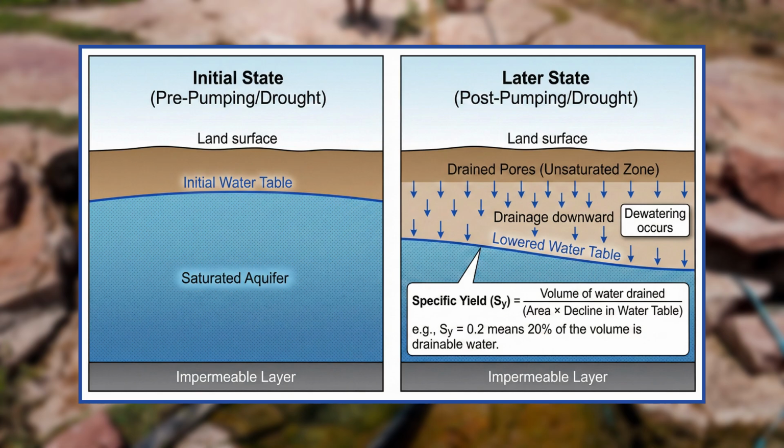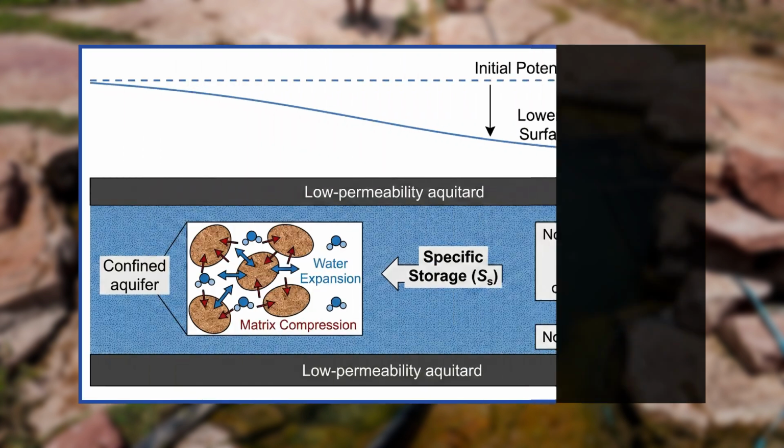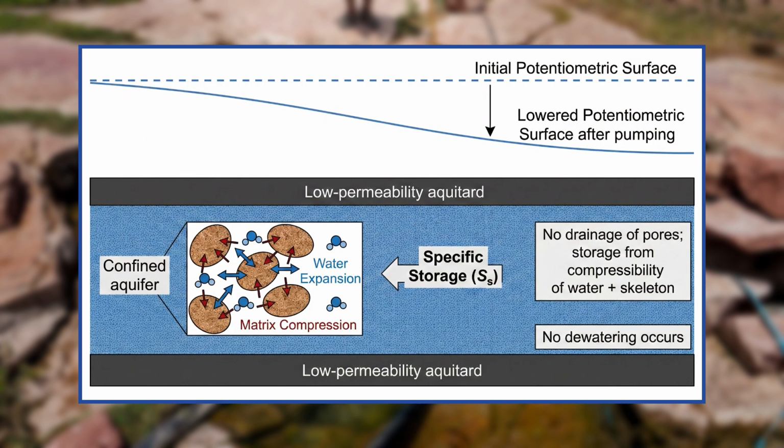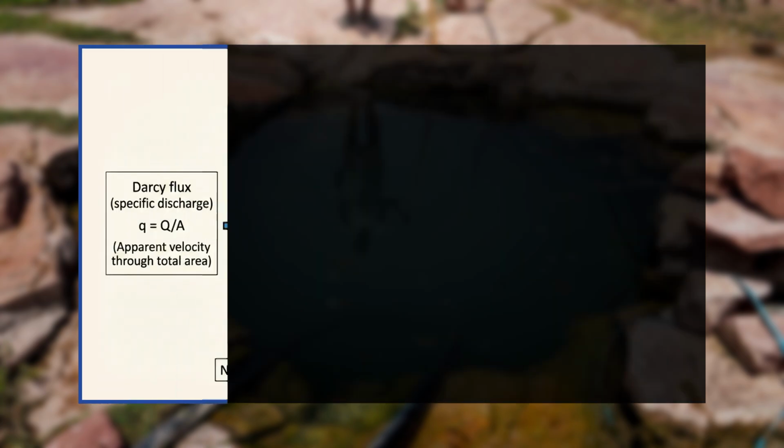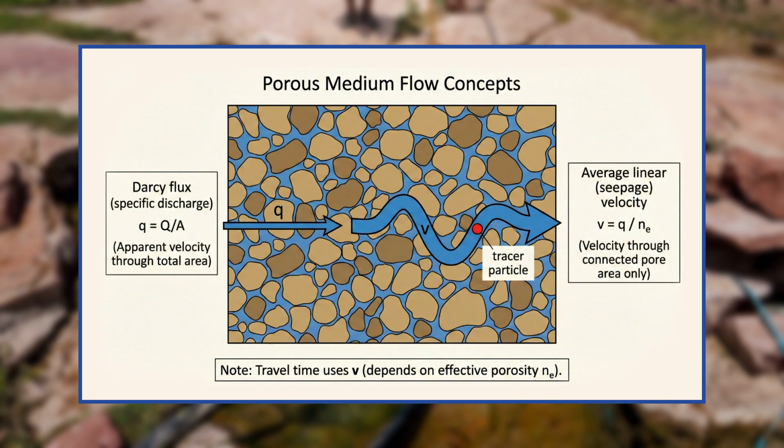In unconfined aquifers, the volume of water released from storage, or specific yield, is physically governed by the actual dewatering of the pores and is essentially equivalent to the effective porosity. In confined aquifers, the specific storage is mathematically defined as a function of the porosity and compressibility of the aquifer matrix and fluid.